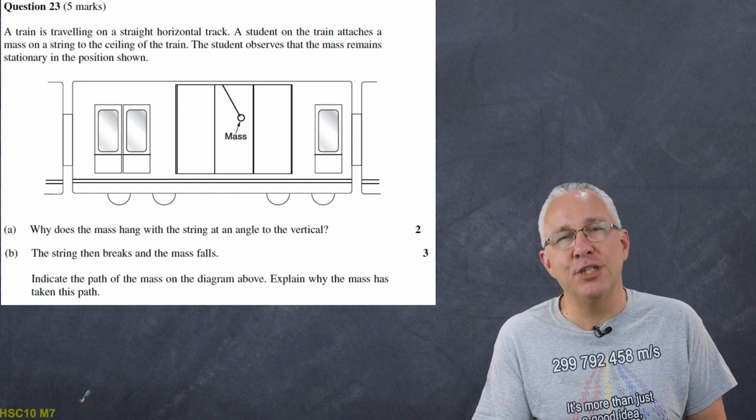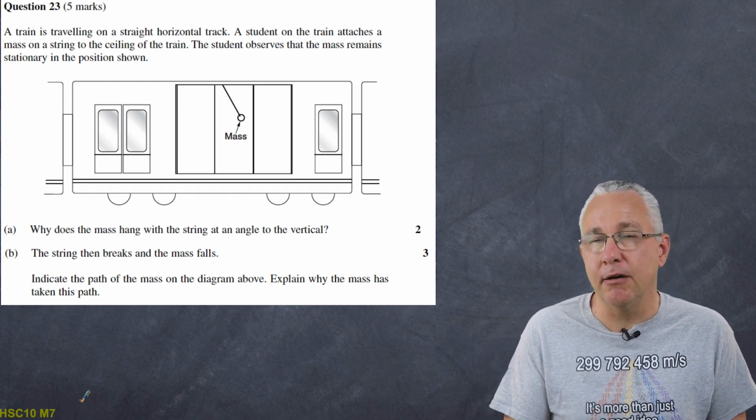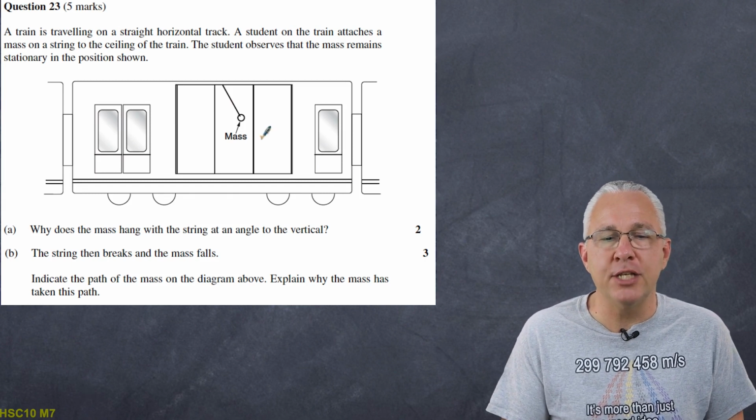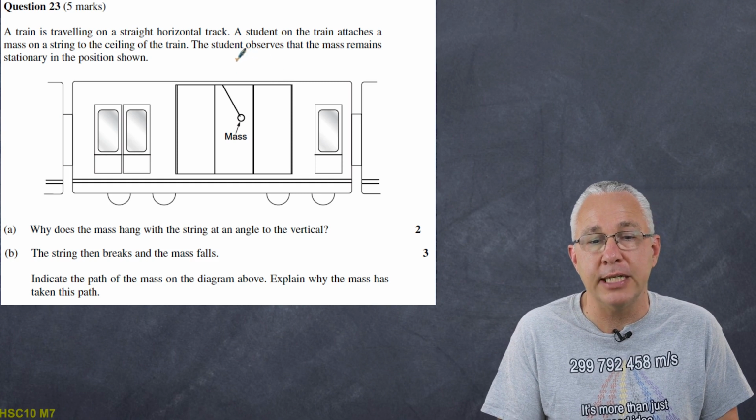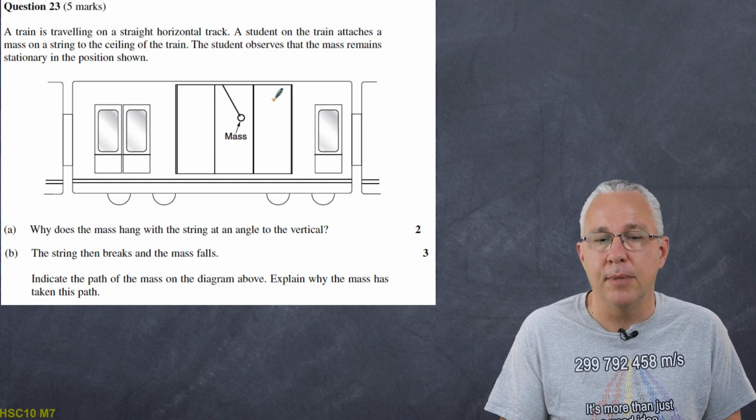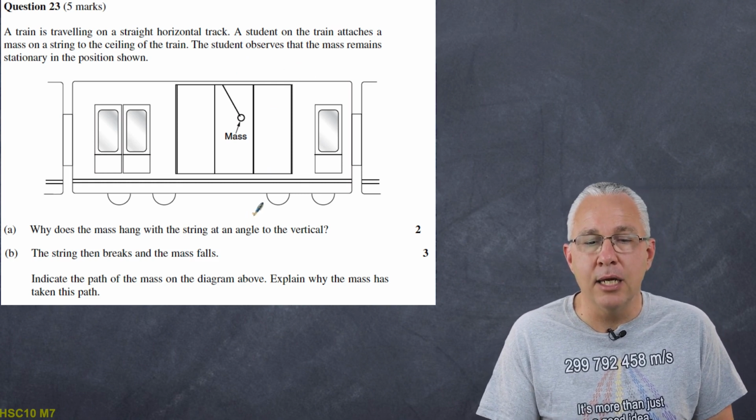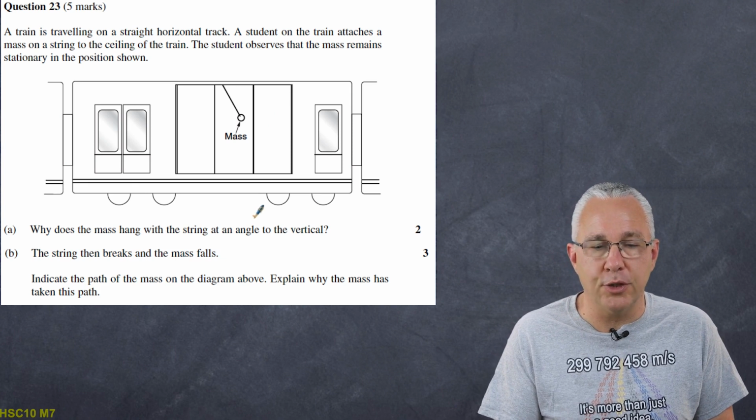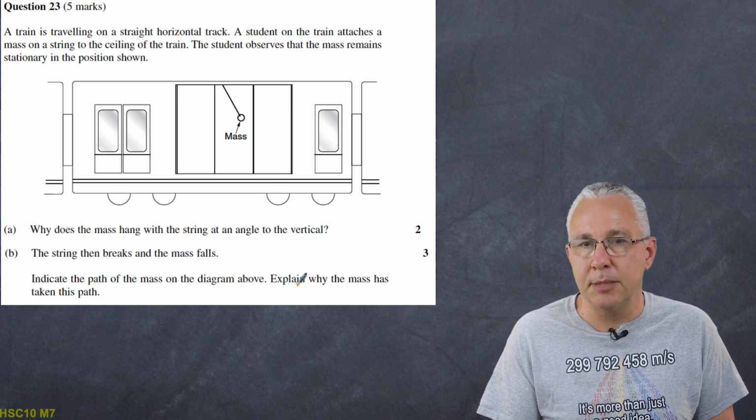Question 23, now we jump back to special relativity, and in this case we're looking at understanding of frames of reference. A train is traveling on a straight horizontal track, and a student on the train attaches a mass on a string to the ceiling of the train, and the student observes the mass remain stationary in the position as shown. We have two questions. Why does the mass hang with the string at an angle to the vertical? And the string then breaks and the mass falls. Indicate the path of the mass in the above diagram and explain why the mass has taken this path.